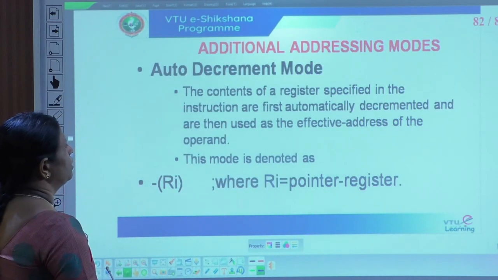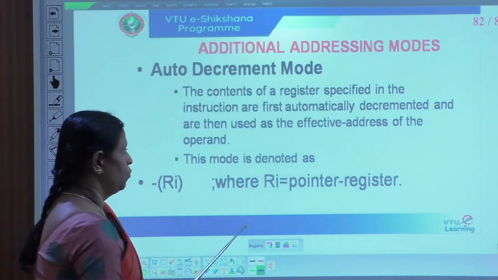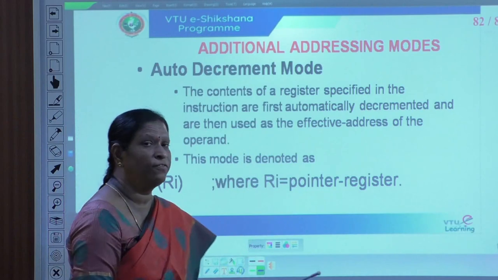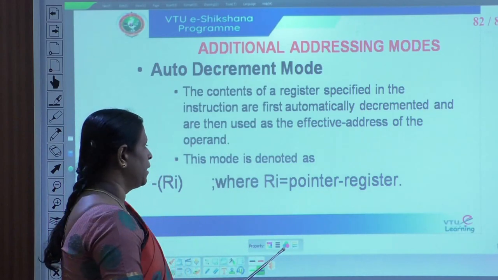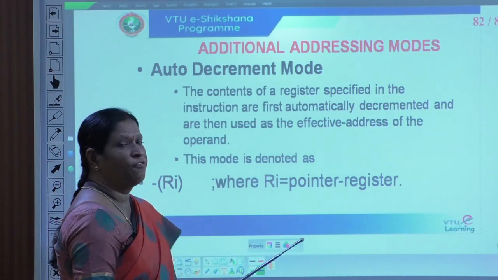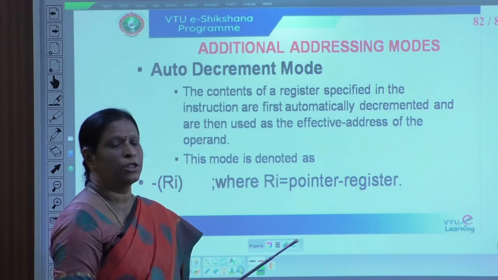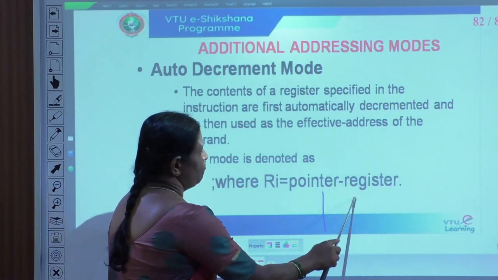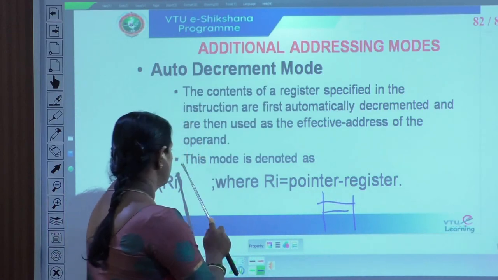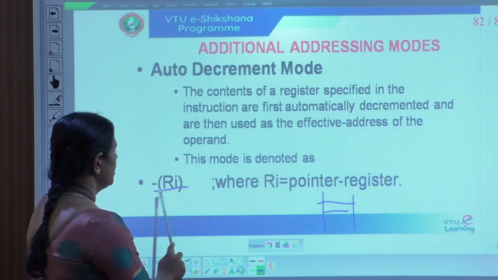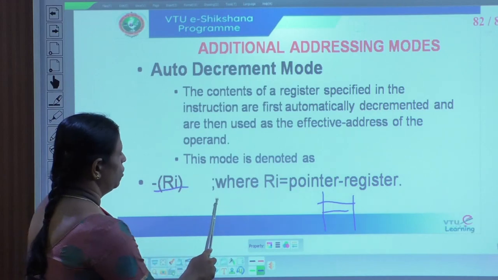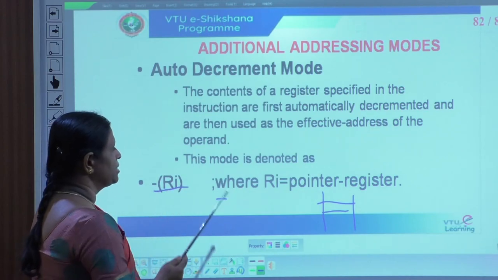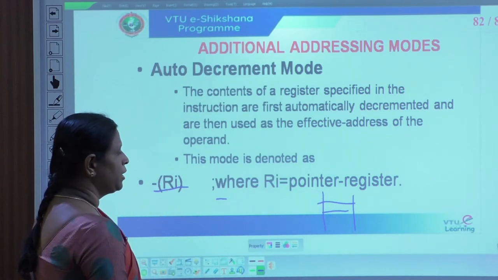Similarly, we have an auto decrement mode. Here the contents of the register specified in the instruction are first decremented. It is a pre-decrement, and then the effective address of the operand is computed. Syntactically it is represented as -(Ri), where Ri is a register, a pointer register.